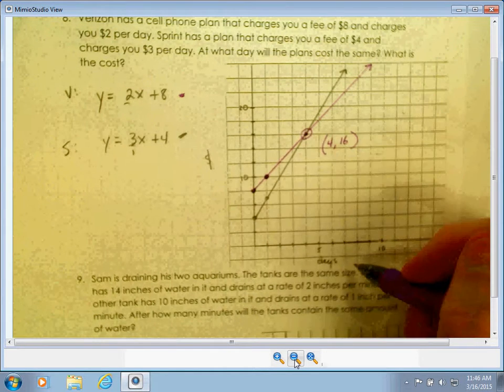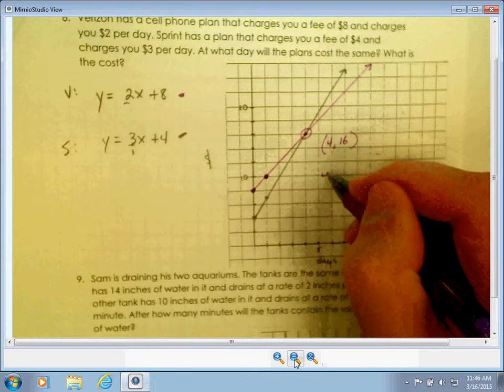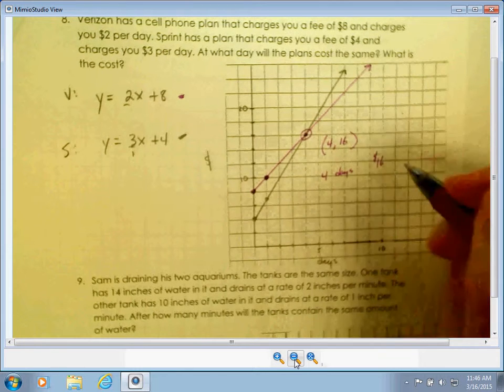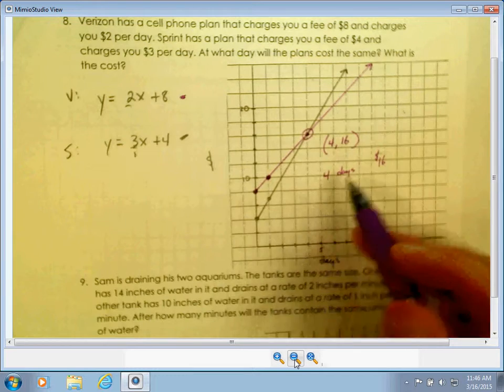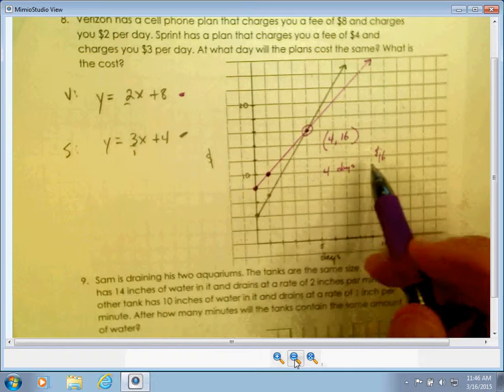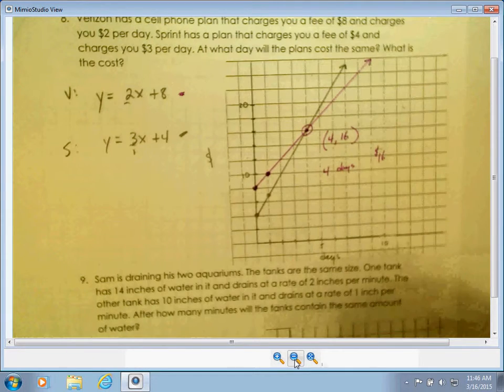Well, again, x is the number of days and y is the dollars, so it would take 4 days and $16. So what day will the plans cost the same? After 4 days. What's the cost? $16. And see, after that point it becomes cheaper to use Verizon even though you have to pay an $8 fee. So if you were using it for 5 days or 10 days or anything more than 4, it's actually better to use Verizon even though the fee is higher initially.